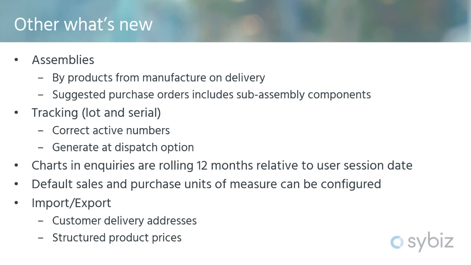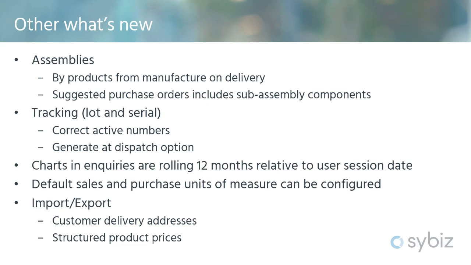And the charts in inquiries are rolling 12 months now relative to the user session date. So that makes a bit more sense with the comparatives, because when you got into a new financial year, you'd only have sort of like the first month and then the previous 12 months. And so you didn't really get much of a comparison picture, but now you get that with the rolling 12 months. The ability is now there for units of measure, default unit of measure, to be configured on a sales and purchase front for each product.